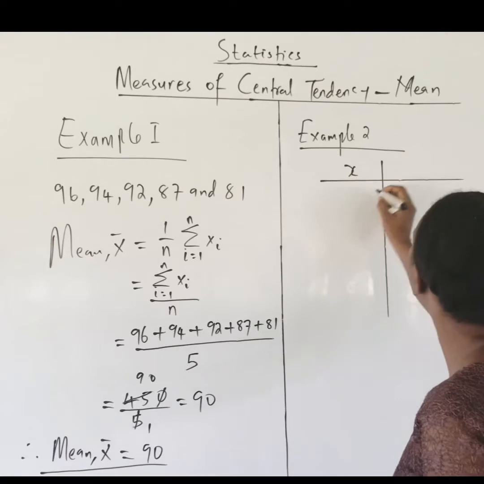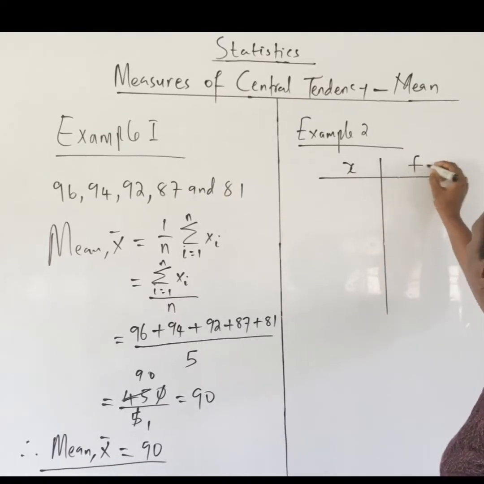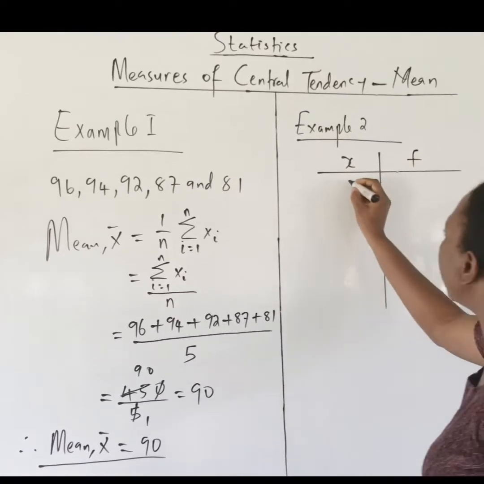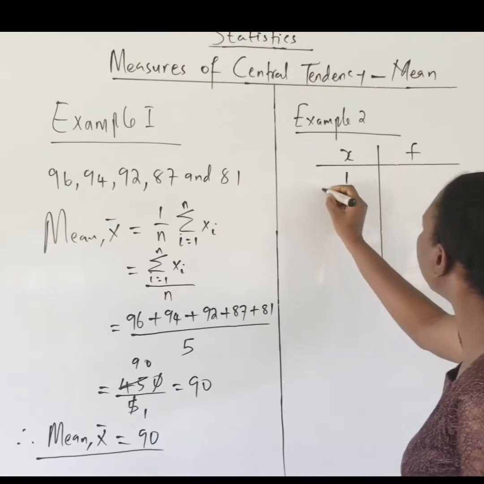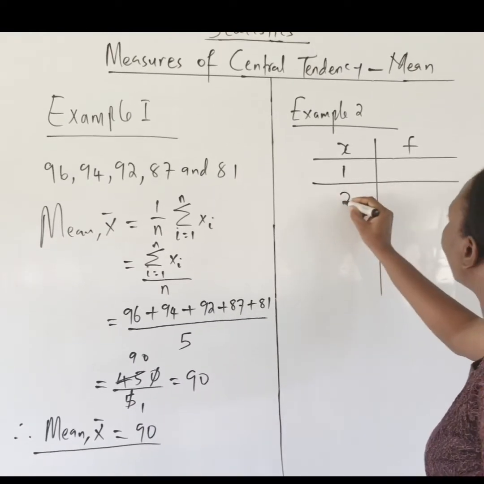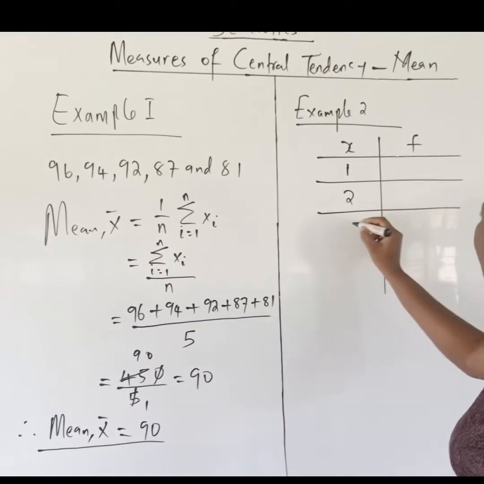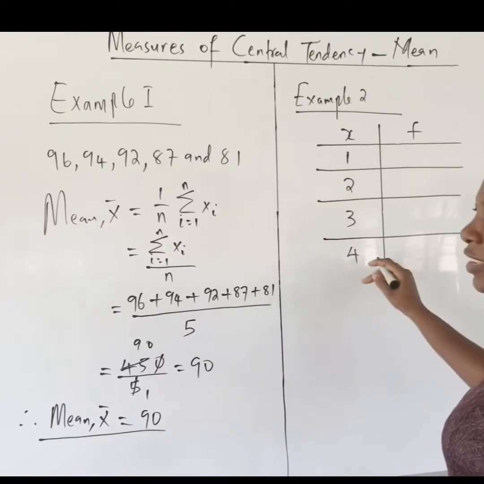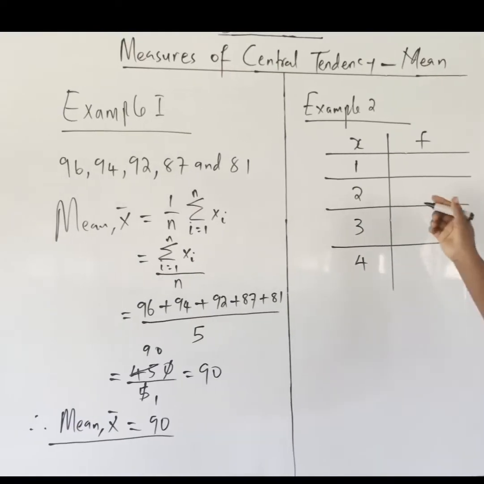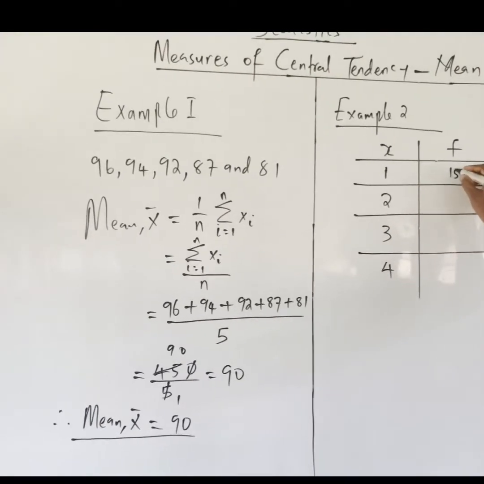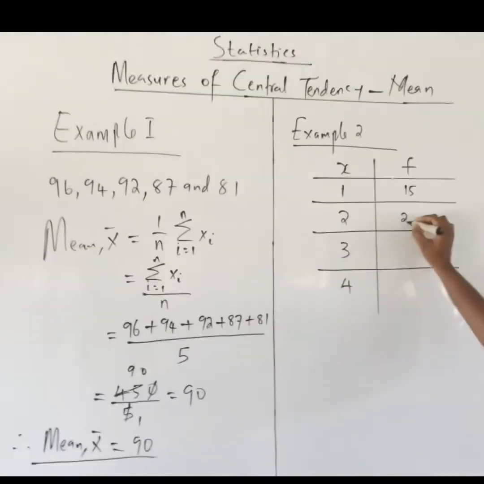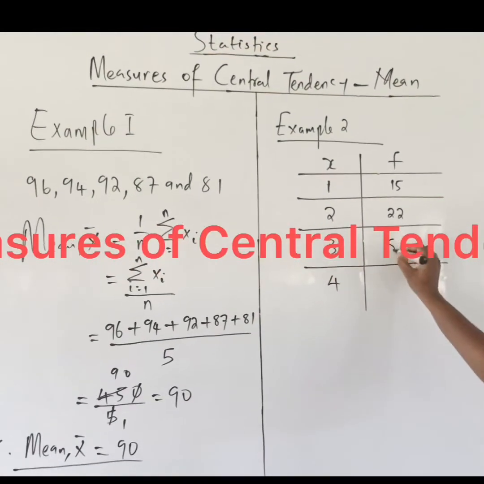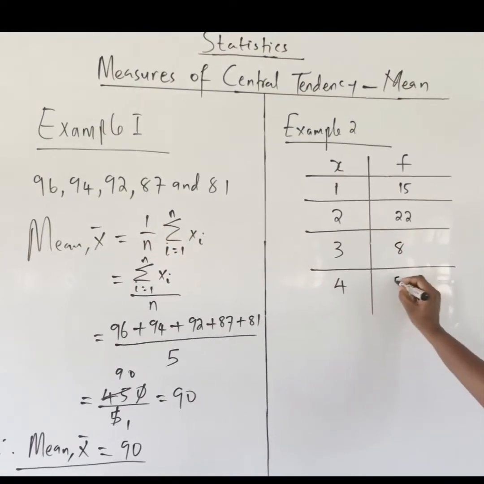So here I have my value, and here I have the frequency. Let me take 1, 2, 3, and 4 as my values, and let's assume 1 occurred 15 times, 2, 22 times, 3, 8 times, and 4, 5 times.